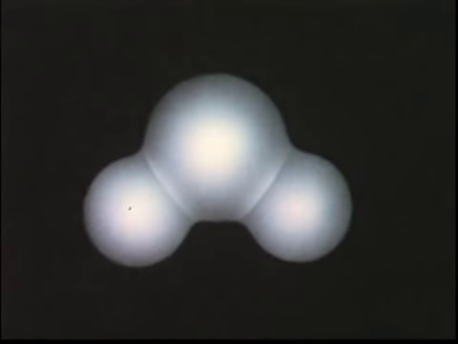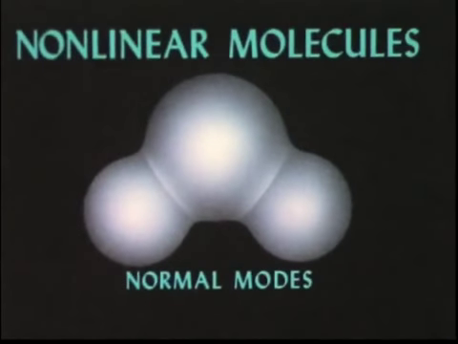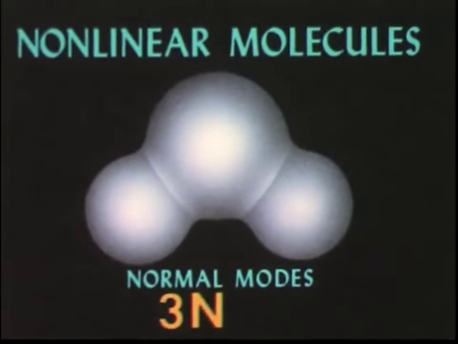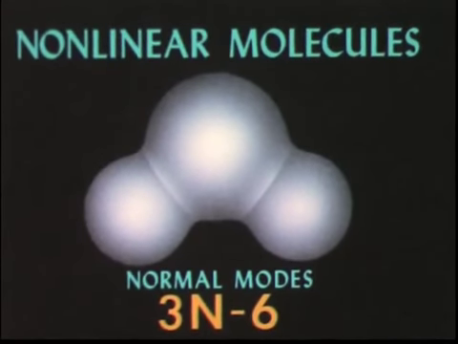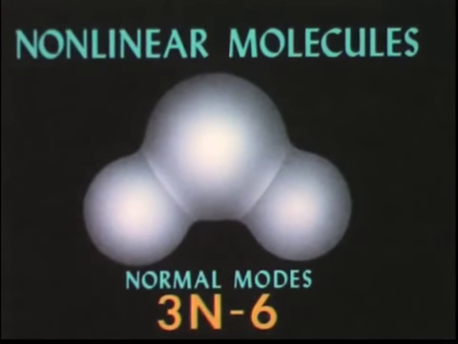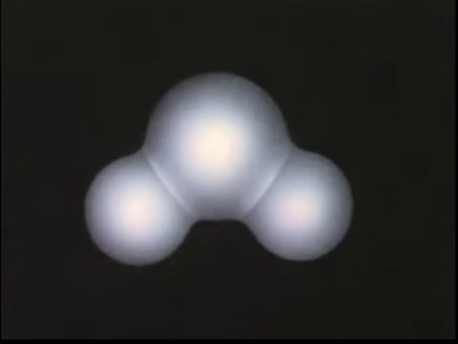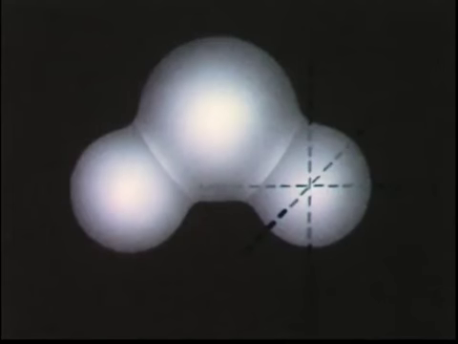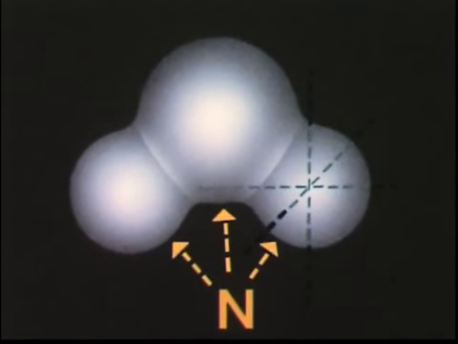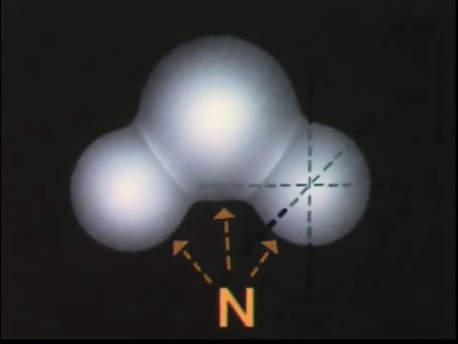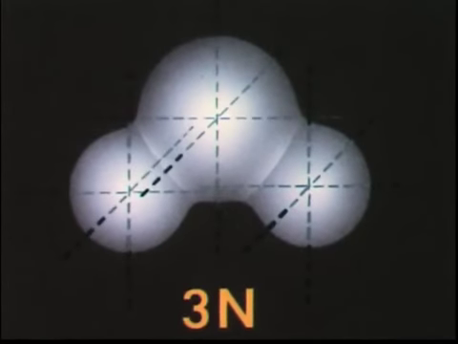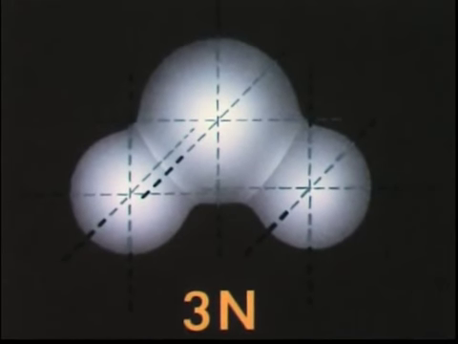The number of possible modes of vibration a molecule may have is determined by the number of atoms it has. For nonlinear molecules, it is 3 times the number of atoms less 6. Let's see how this result is derived. First, in order to get the location of an atom in space, it is necessary to specify its 3 coordinates. If n represents the number of atoms in a molecule, it follows that a total of 3n coordinates are required to specify the positions of all the atoms.